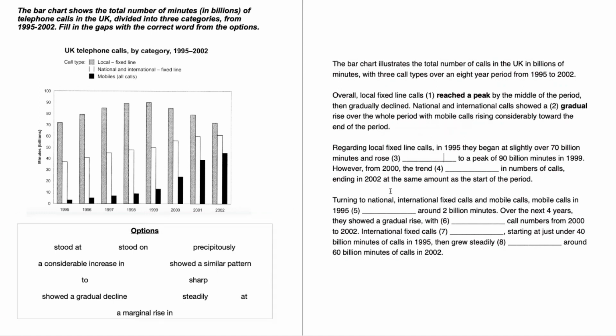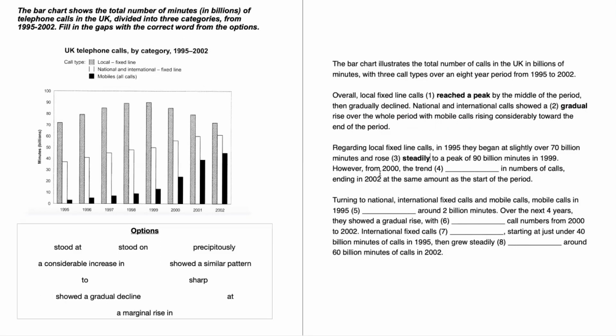Let's move on to our first body paragraph regarding local fixed line calls. In 1995, they began at slightly over 70 billion minutes and rose blank to a peak of 90 billion minutes in 1999. So a clue here is we see a verb, so we know we're going to be looking for an adverb. If we look at local fixed line calls, that's the gray, we're going to be looking here. In 1995, they began at slightly over 70 billion and they rose. You see it is not sudden, it is not sharp. And so a perfect adverb that we see here would be steadily.